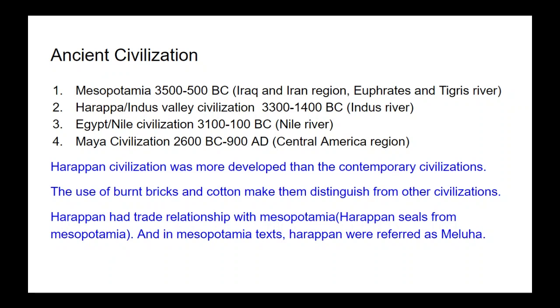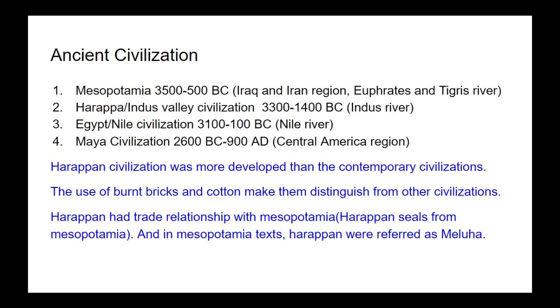In previous lectures we learned small scale civilization like Acheulean civilization in Upper Paleolithic Age. But when we look on a large scale, all over the world, then historians list four major civilizations as Mesopotamia civilization, Harappa or Indus Valley civilization, Egypt or Nile civilization, and Mayan civilization.